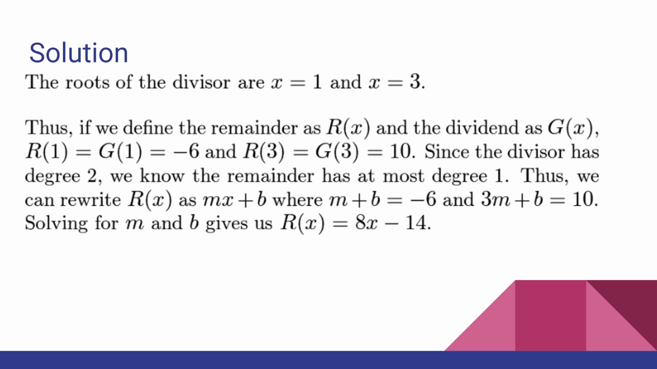We can solve for the coefficients of a linear polynomial, since the divisor has a degree of 2, so the remainder has at most a degree of 1. So we solve mx plus b, where we substitute x as 1 and 3. We solve for m and b, where m plus b equals negative 6 and 3m plus b equals 10. After solving this, we get that the remainder polynomial is 8x minus 14.